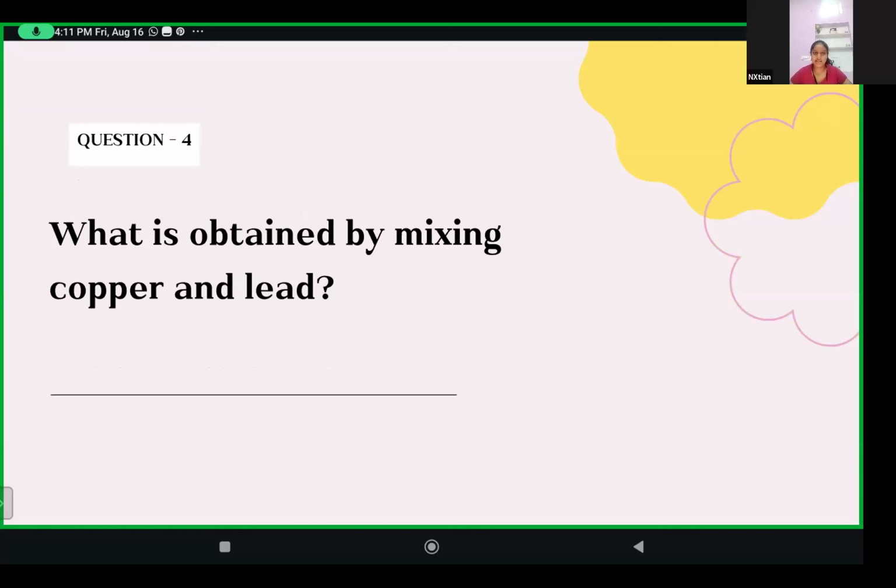What is obtained by mixing copper and lead? Yes, Abraham. Wait. Ma'am, just give me a minute. Okay. Copper plus lead equals to 10. Okay. 10. Brass, bronze. Simina and Ananya can also try. Yes, Abraham.